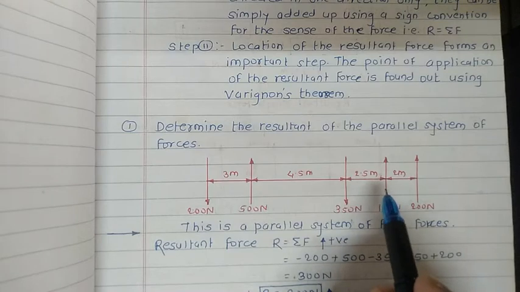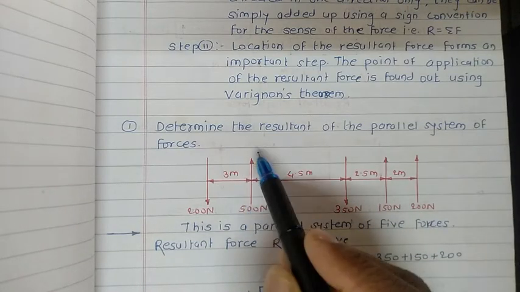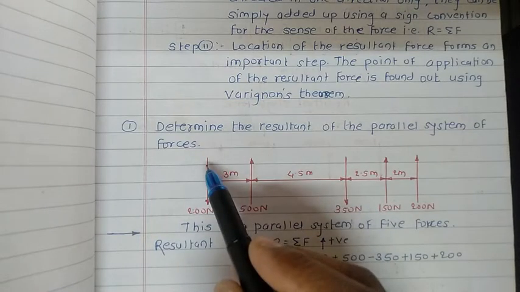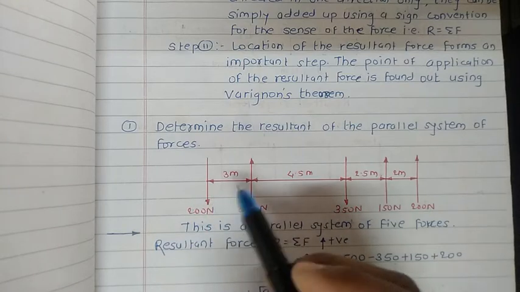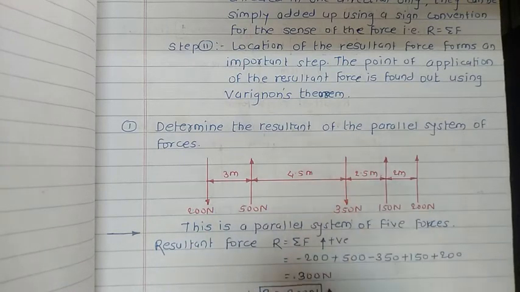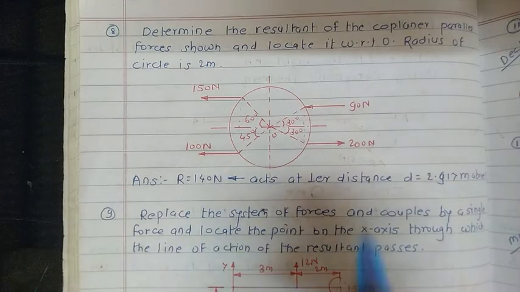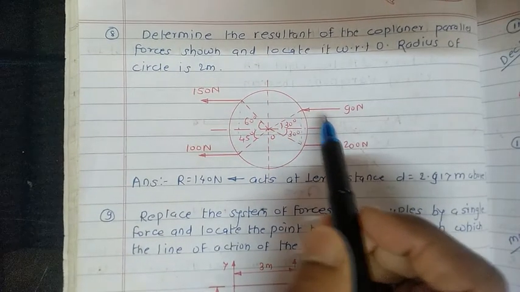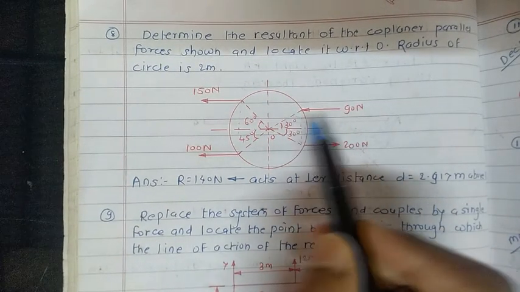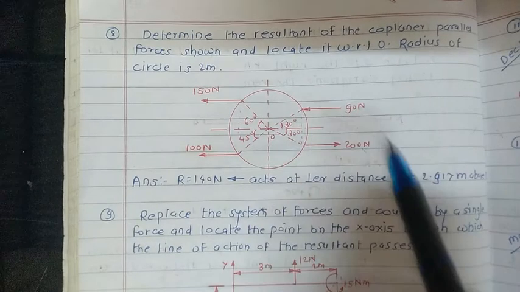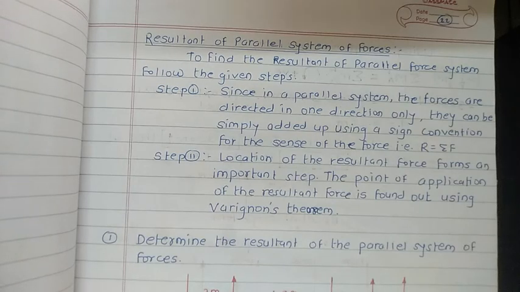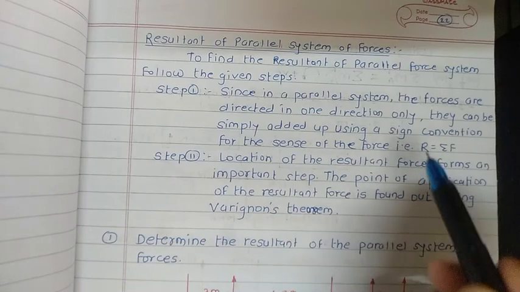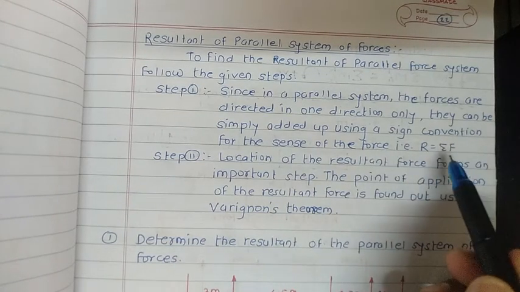If the force is running vertically in the upward direction, you need to consider that force as positive. If the force is running vertically in the downward direction, you need to consider that force as negative. Now suppose we take the case of horizontal forces. If the force is running towards the left side, you need to consider that force as negative, and if the force is running towards the right side, you need to consider that force as positive.